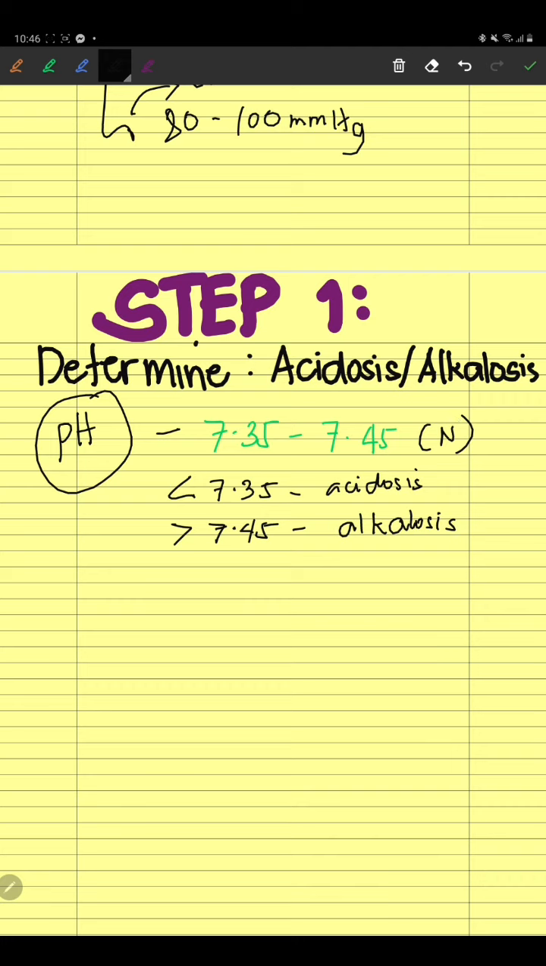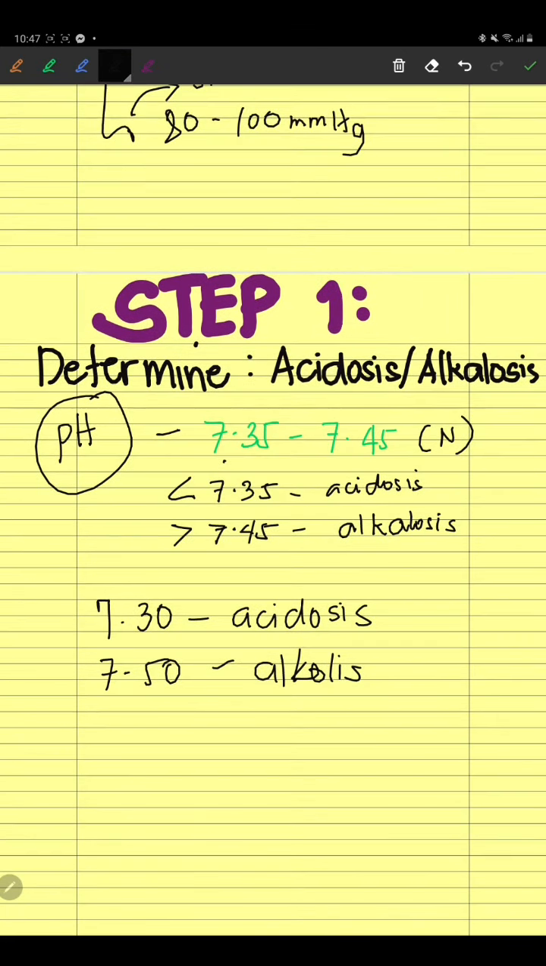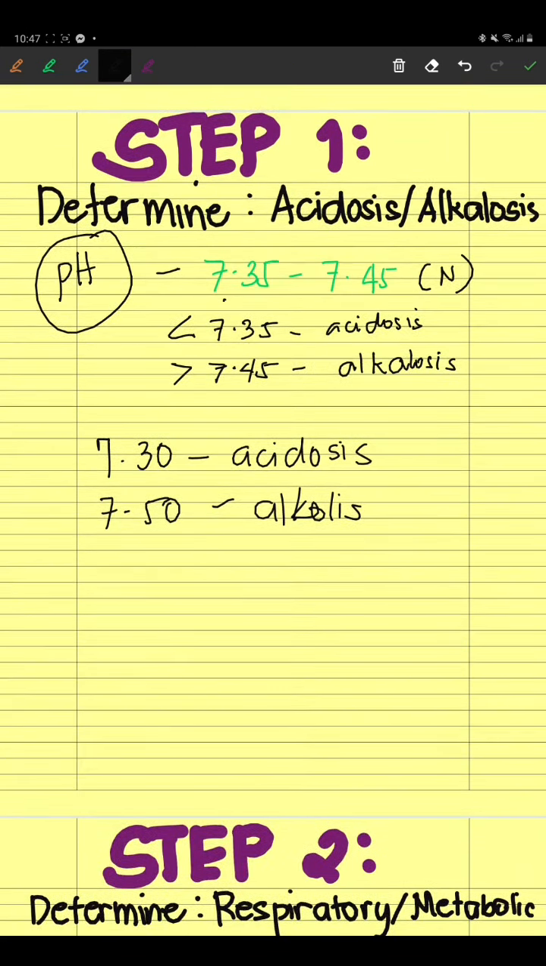Ayan. Let's try to give you an example. If the pH value of the patient is 7.30, you know that 7.30 is less than your 7.35 to 7.45, which is the normal value. So, acidosis yan. If it is more than 7.45, in this case, we have 7.50. That is already, since that is more than 7.45, that is already alkalosis. So that is for step 1 of your ABG analysis.